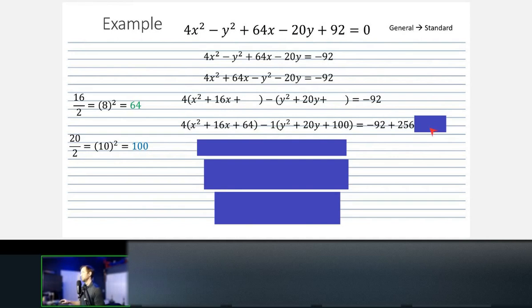And then what else are we adding? Are we adding 100 to both sides?